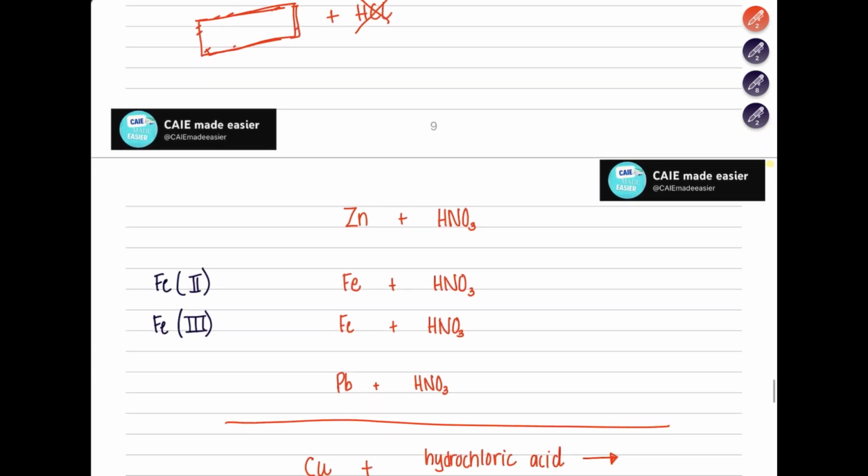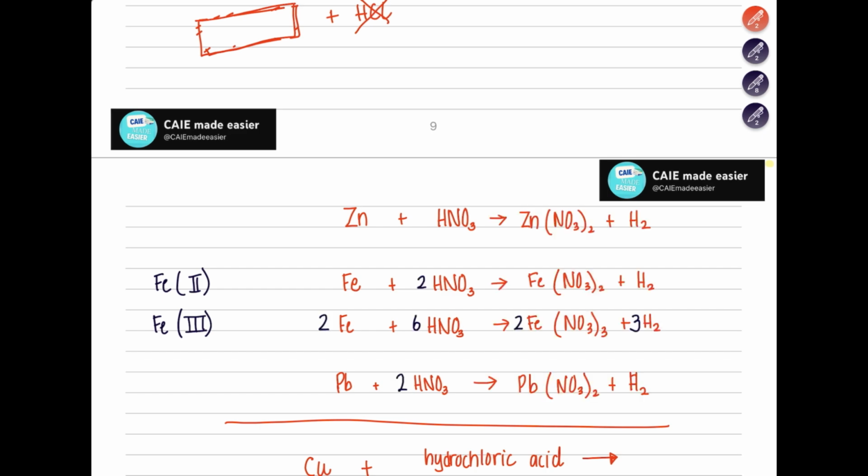Now, what about these materials? Can you try to react them? These are the balanced equations. Zinc gives zinc nitrate. Iron has two ionic states, ferrous and ferric, Fe plus 2 and Fe plus 3. We get these two salts and hydrogen gas. With lead, we get lead nitrate.